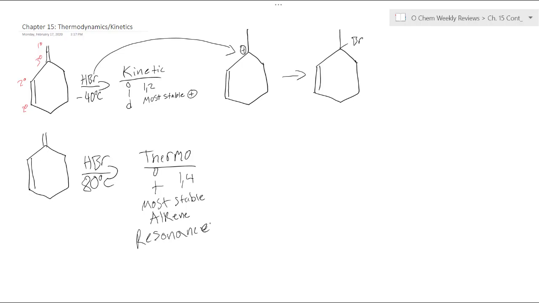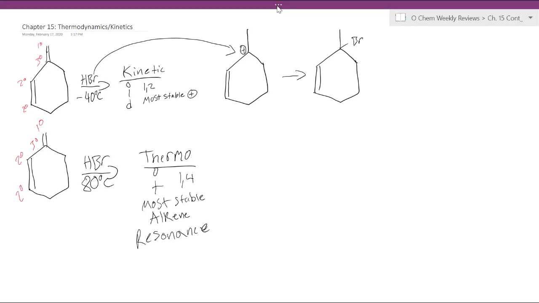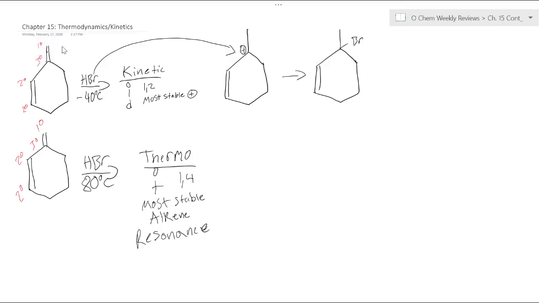So let's number these again. It should be the same. So you start off thermo just like how you would with kinetic. You still break one double bond and leave that carbocation right there. Okay, so that's the first step. Number one, number two.